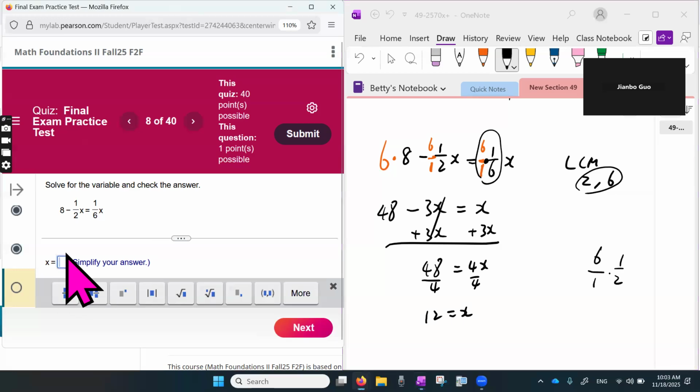x equals 12. We can double check very quickly. Half of 12 is 6. 8 minus 6 is 2. So the left side is 2. Right side, 1 over 6 times 12 is 2 as well. So that definitely is a correct answer.